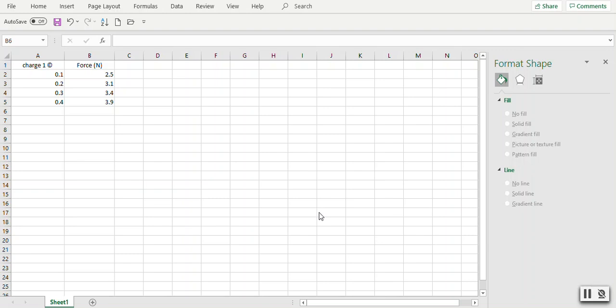Hello students, in this video I want to show you how we can use Microsoft Excel to graph variables and obtain the equation corresponding to the data that we are using. Let me say that I will make a graph of charge 1 versus force.